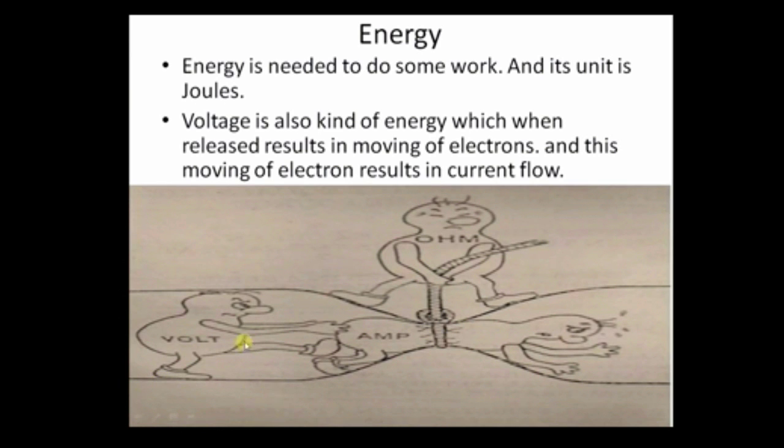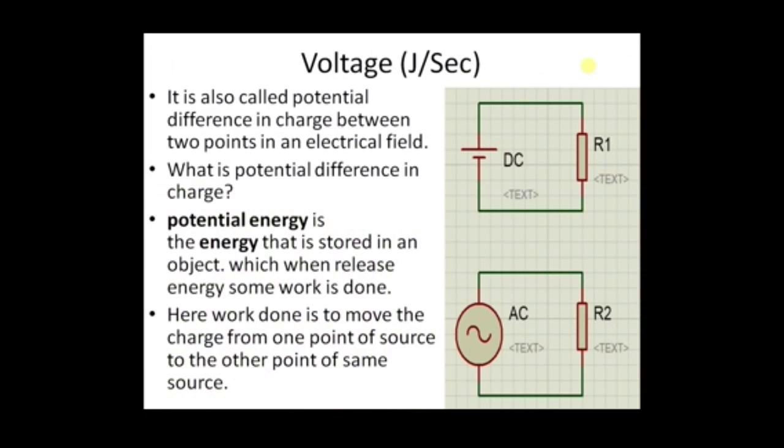if we consider this pipe as a conductor and this person as a voltage and this person as an electron, then from this diagram it conveys that voltage is pushing the electron inside this conductor. So this is the concept of voltage. Voltage is giving energy to move this electron in a particular direction. Now we saw what is energy. Now let's see what is voltage.